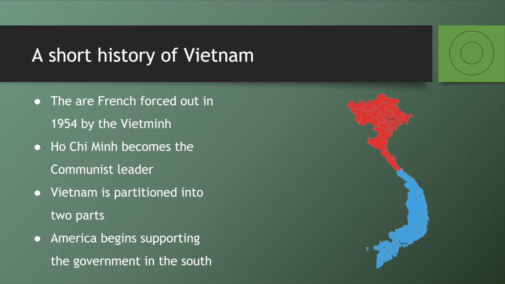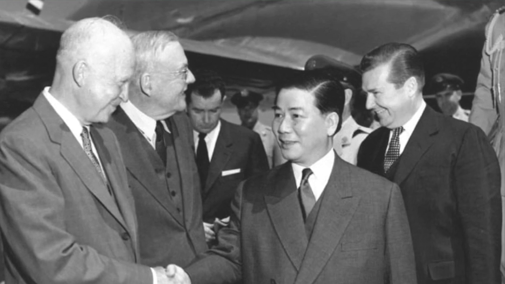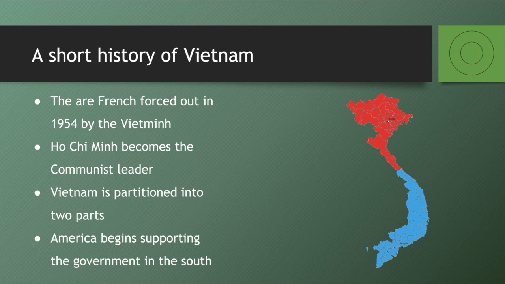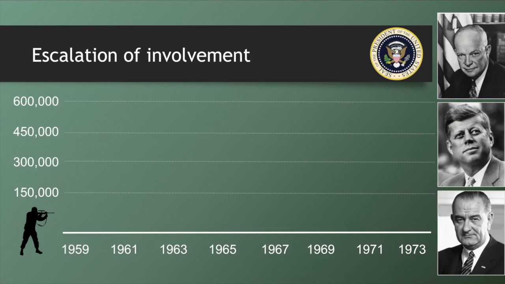It is during this time period that America begins to support the leadership in the South. As we talk a little bit more, we'll talk about how they become more and more involved with their influence, providing supplies, and then later military troops to the South. Starting in 1959, under the leadership of President Eisenhower, who, if you remember, came up with the concept of the domino theory, they began to put troops into Vietnam.